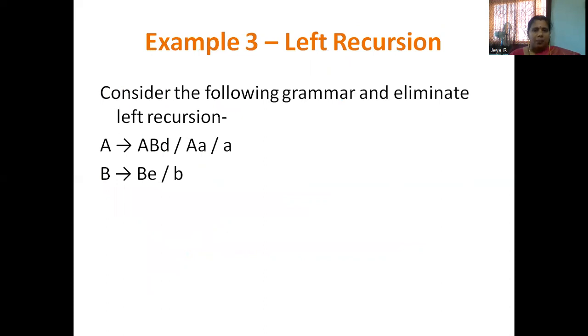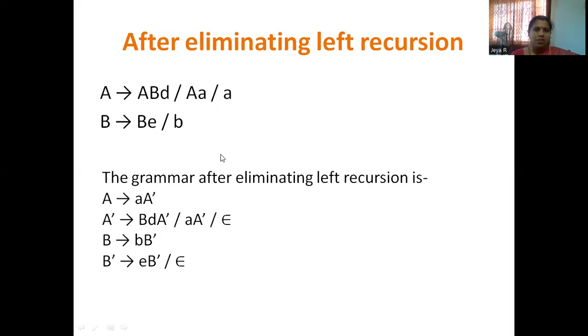We'll take another example to eliminate the left recursion: A produces A B or D or A A or A. In that case, A produces A, and here also we have a left recursive grammar, and we have another production of A, small a. So after eliminating left recursion, we will get A produces small a A dash, introducing a new non-terminal A dash, and A dash produces the remaining symbols of the non-terminal A. Then we are getting this one. So that's all. Thank you.